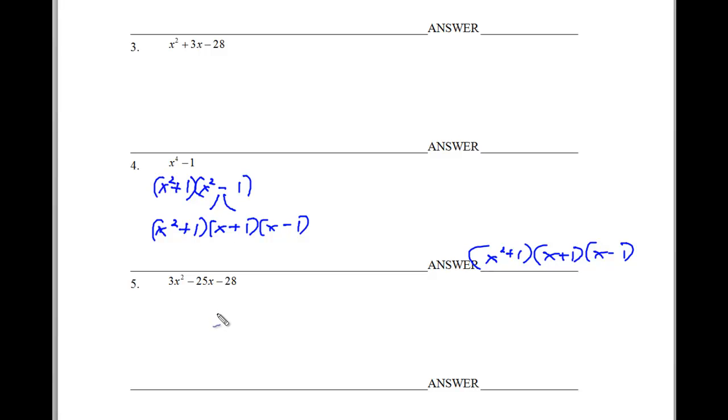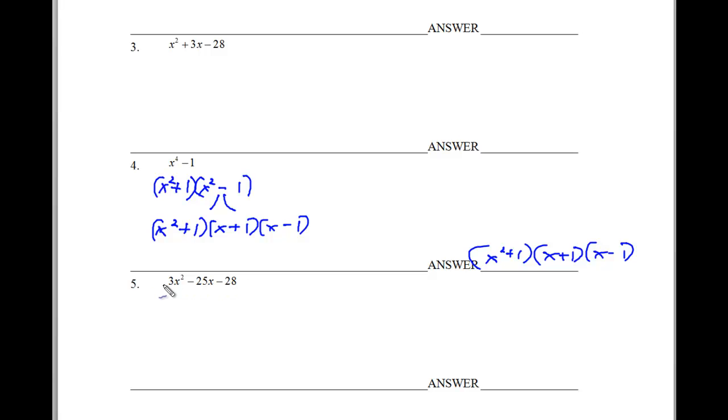In problem number 5, one of the more challenging problems on this page here, we see if there is a number we can remove from each of these, and the answer is no, because 3 is not divisible by all 3 of these terms, and 3 is a prime number. So we are pretty much stuck with what we have here, so we have to multiply 3 times. This is a tricky trinomial.